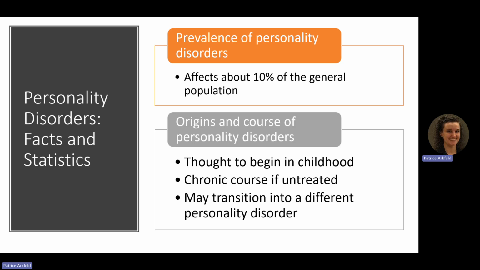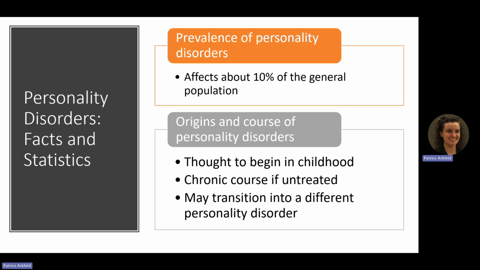Sometimes, though, we do see that folks can transition from one personality disorder to another as they go through life. This is because, in general, all humans, not just those with personality disorders, become a little bit more mellow as we get older. So we will sometimes see folks shift from these more erratic, very dramatic personality disorders to more subdued personality disorders as they go through life.